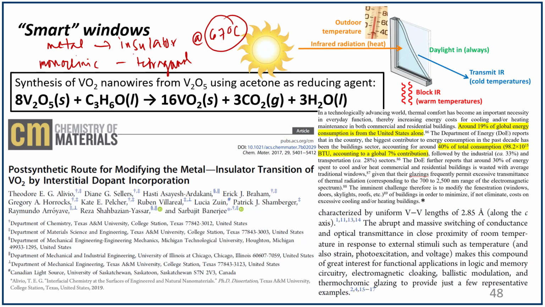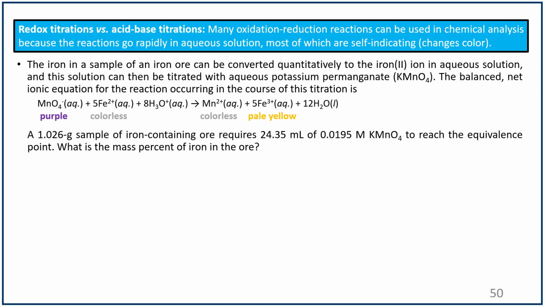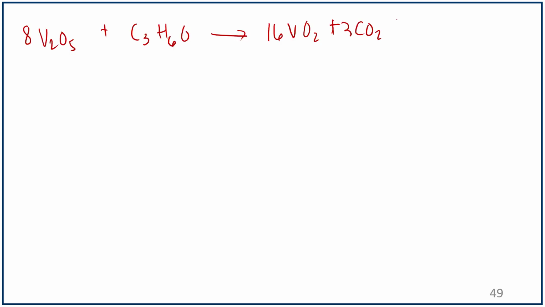Now for the actual chemistry, this is what we do to produce VO2, or at least one of the ways. It's a constant pressure reaction, and the precursor is vanadium(V) oxide, and it's being reduced. So let's see if indeed vanadium(V) oxide is being reduced here. Let's rewrite this equation on this clean slide. So 8V2O5 plus C3H6O, which is acetone, gives 16VO2 plus 3CO2 plus 3H2O.